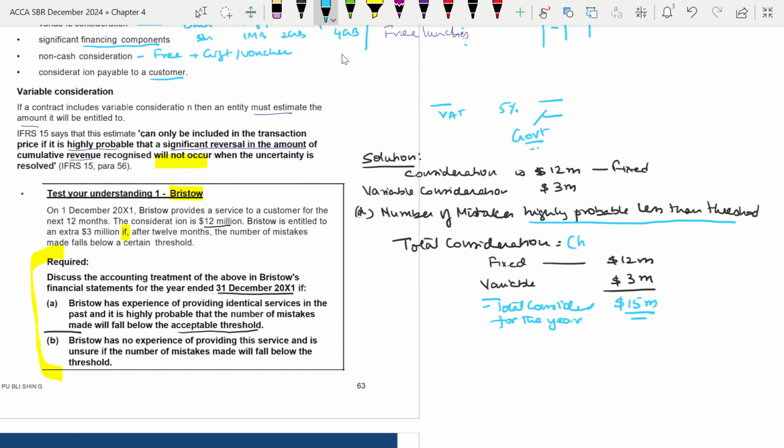Now, how much should they see? When have they started? They have started on 1st December 2001. And they are asking for how much? Until 31st December 2001. They are only asking for one month.